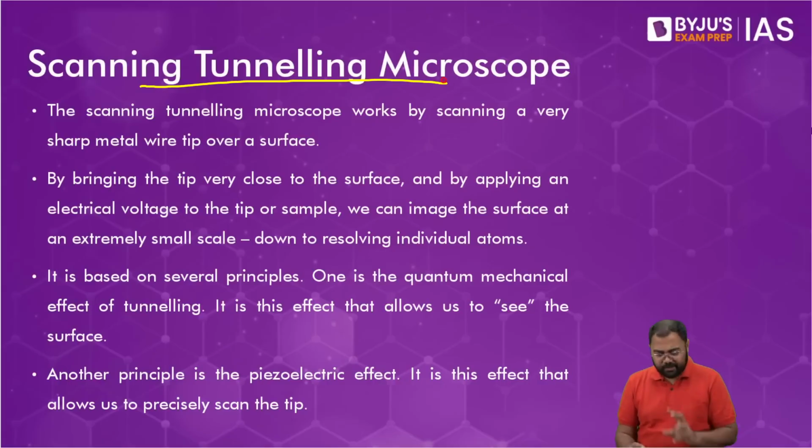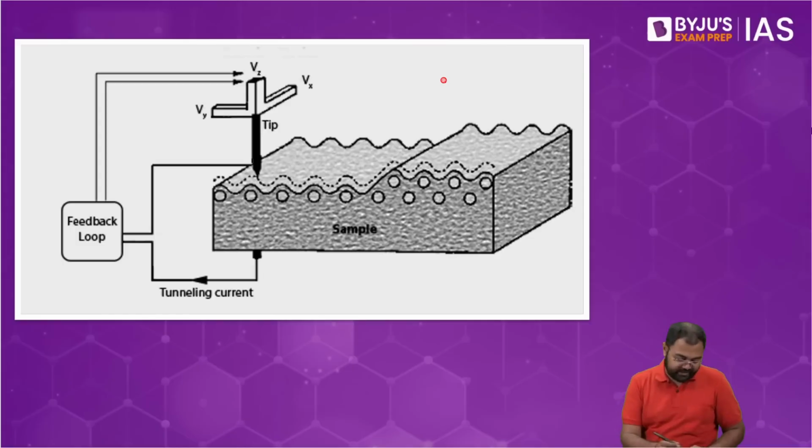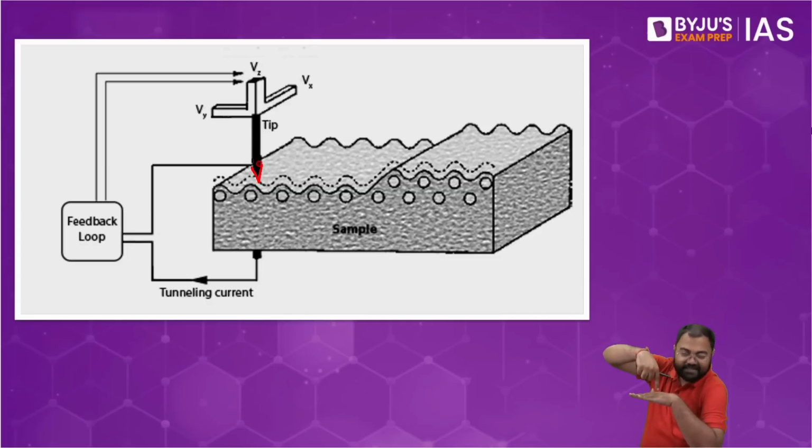So what exactly do we have here? Just try to understand the scanning tunneling microscope in pretty basic ways. In a scanning tunneling microscope, you would have a metal tip like this. This metal tip will be incident on a surface, and it will basically press this surface in a manner, or put some stress on this surface.